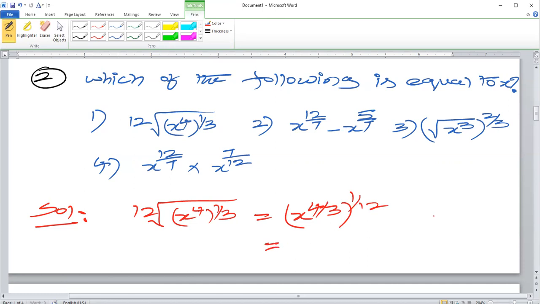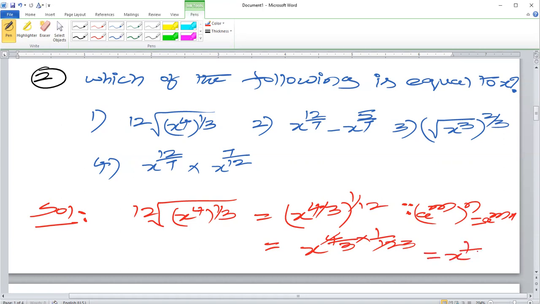So now this is again the formula, it is in the form of a power m whole to the power of n. We know that a power m into n is a power mn. So now this is x power 4 by 3 into 1 by 12. So you can reduce, 4 3s are 12. So this is equal to x to the power of 1 by 9. So this is not equal to x, right?